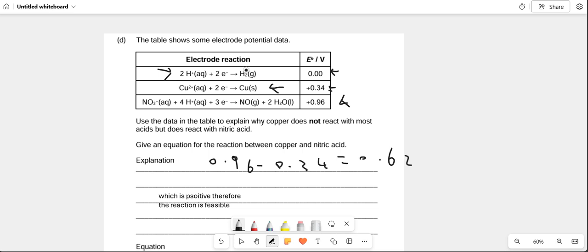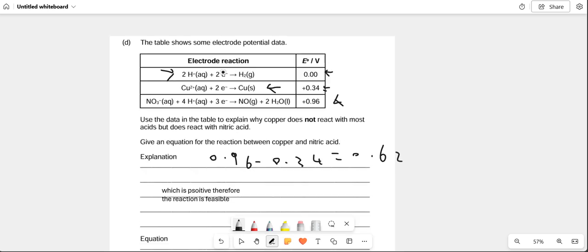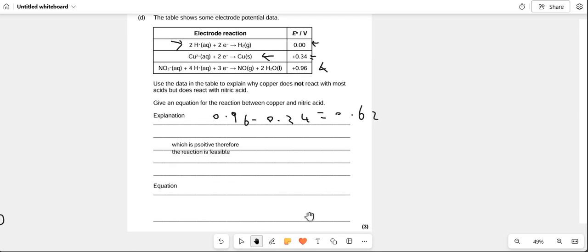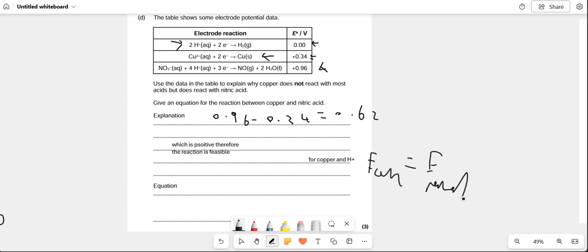So the H plus is going to get reduced. If H plus is going to get reduced here, you can write here for copper and H plus. So remember, E cell is always E of reduced minus E of oxidized.